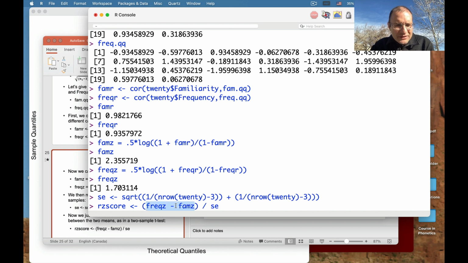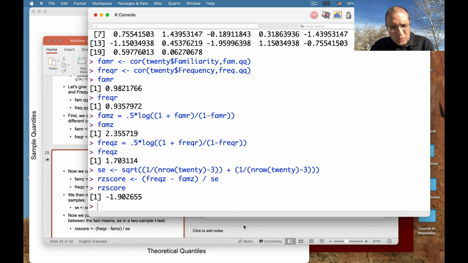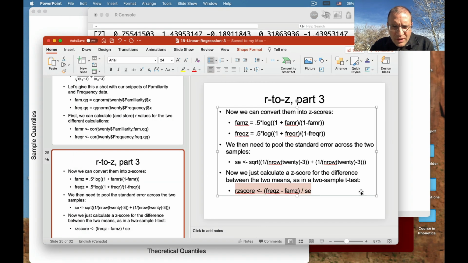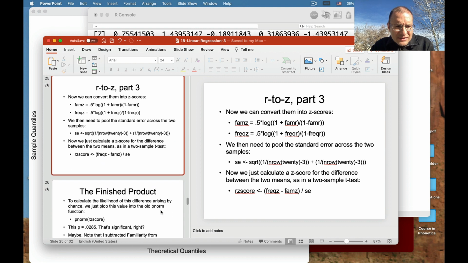We're looking at how different these two z-scores are from each other with respect to that standard error. And we get a difference of negative 1.9. Okay, so it's negative because I'm taking the smaller value and then subtracting from it the bigger value, going this direction.